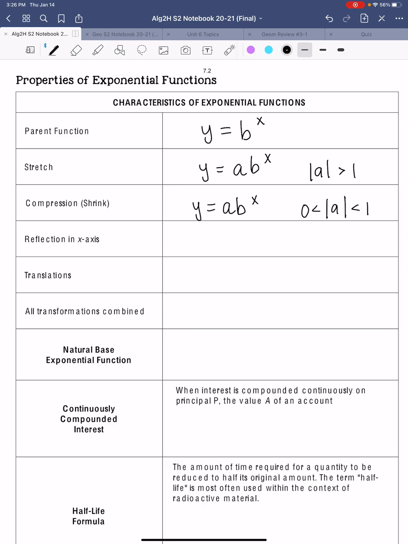So for a reflection across x, we have y equals a b to the x, and now your a is going to be less than 0. In other words, it's going to be a negative number.